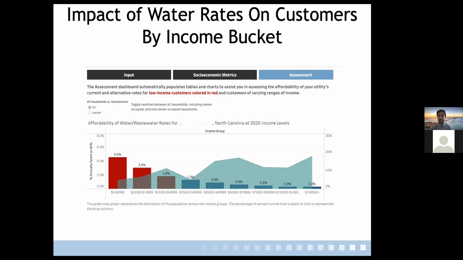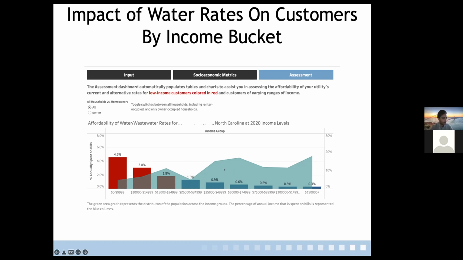We can see that households in the lowest income group, this is the 0 through 10,000 dollars a year, are paying 4.6% of their annual income on water bills. Since this is for their combined water and sewer bill, this is relatively not super unaffordable, especially compared to other utilities that the EFC has worked with. But it's also according to the EPA's guidance for affordability for the median household. The median household in this community pays 0.6%.